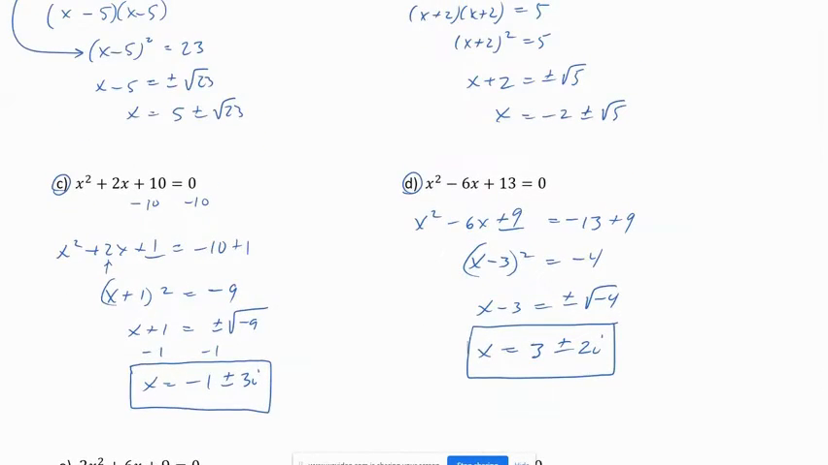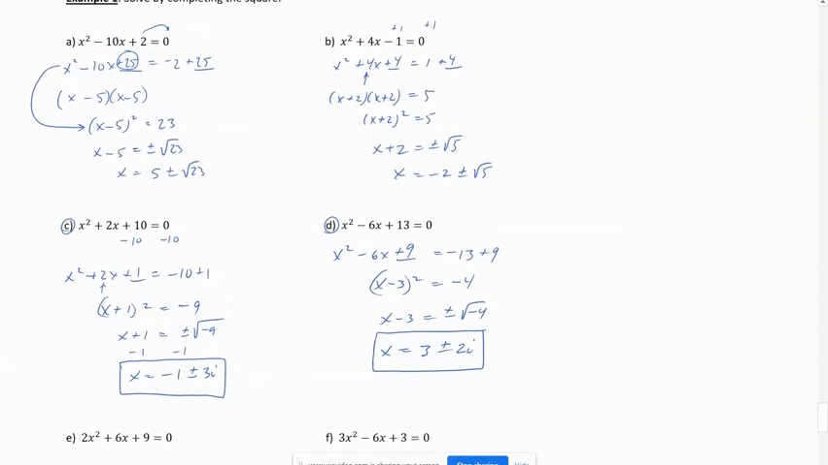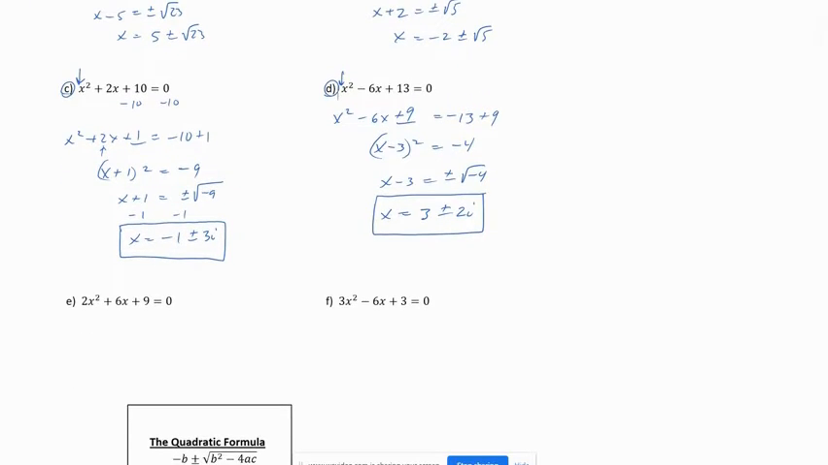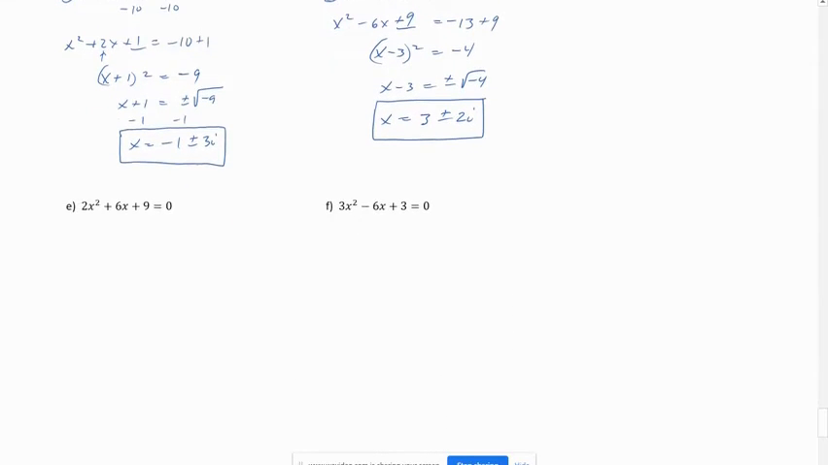In all four of the first four examples that we did, the coefficient of x squared was 1. So if we look up here at example A, we had 1x squared, example B, 1x squared, example C, 1x squared, and example D, 1x squared. It is necessary to have a leading coefficient of 1 before you complete the square. So if there is a different coefficient, we can always make that leading coefficient 1 by dividing both sides of the equation by the current coefficient.